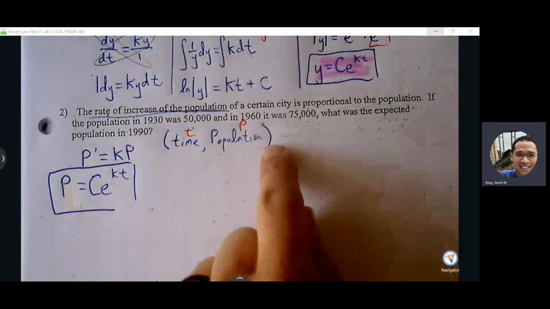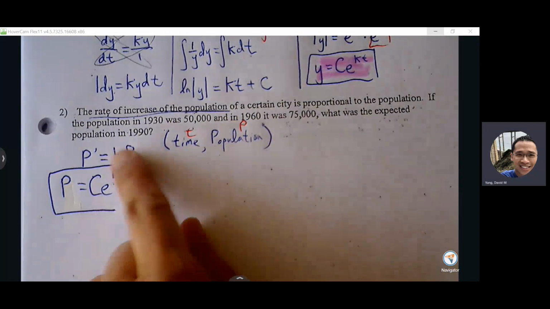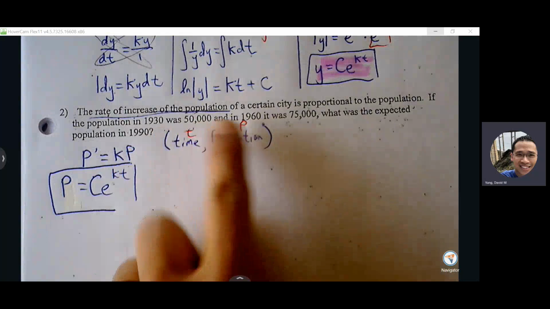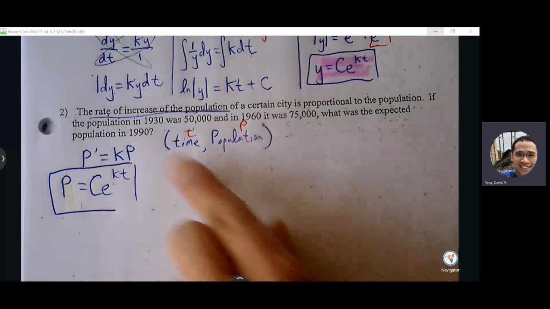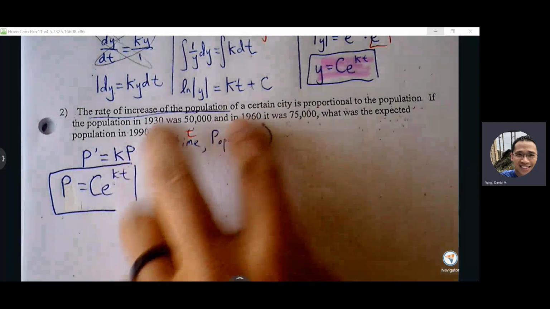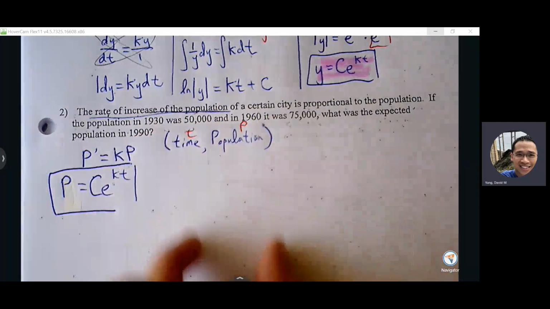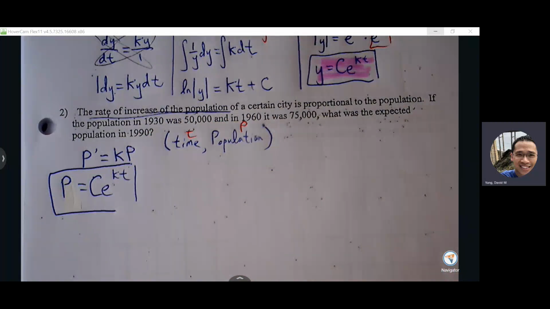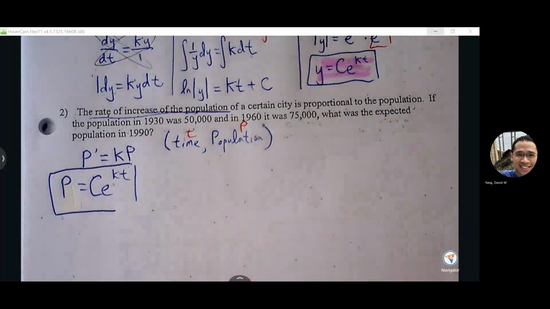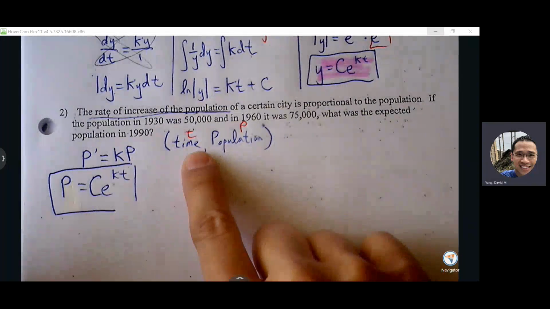All right, so the rate of increase of a certain city is proportional to population. If the population in 1930 was 50,000, in 1960 was 75,000, what's the expected population in 1990? So with all these numbers, I like to organize them as ordered pairs, it just feels more structured that way. And anytime I can take advantage of 0, I'm going to take advantage of it.